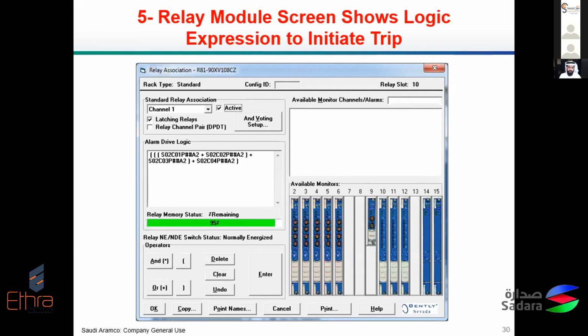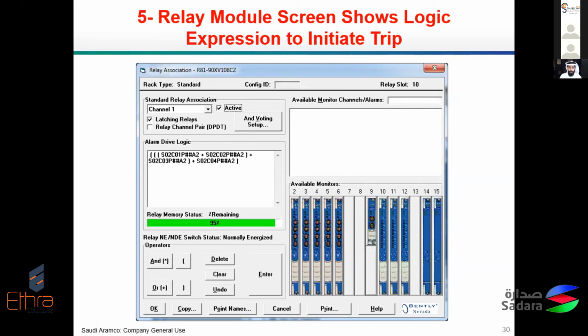So at the top, you can see, for example, this is channel 1, or let's say the first relay. And this is going to be a latching relay for the logic below it. In this case, you can have multiple channels with different logics to provide that trip signal or relay signal, which will be delivered to another system.